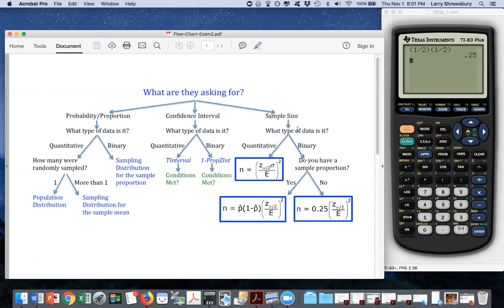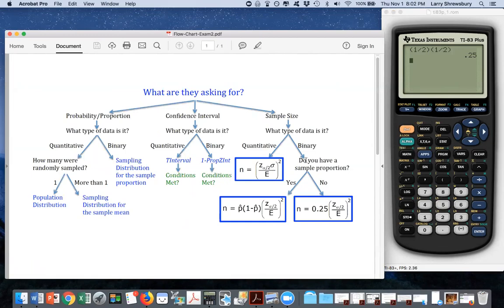What type of data is it? If it's quantitative, oh, by the way, these are on the formula sheet, so we're going to look at the formula sheet too. It's got to be this one. This is the only one with a standard deviation in it. So that's how you know it's for quantitative data, because it's only quantitative data that has standard deviation.